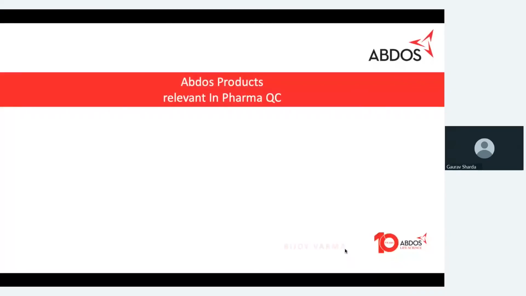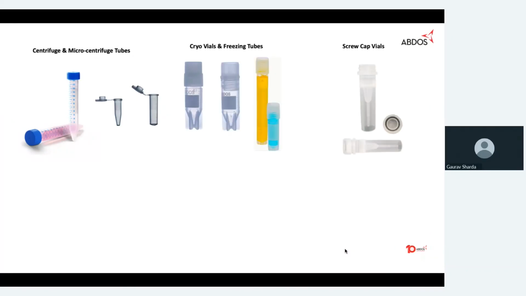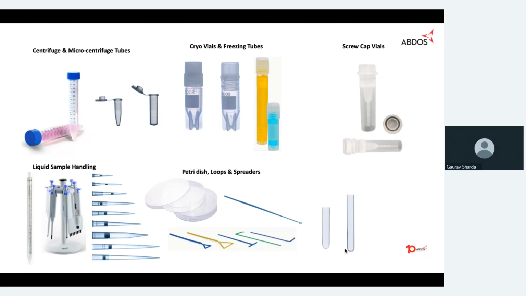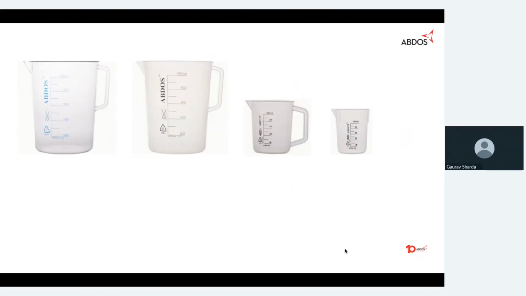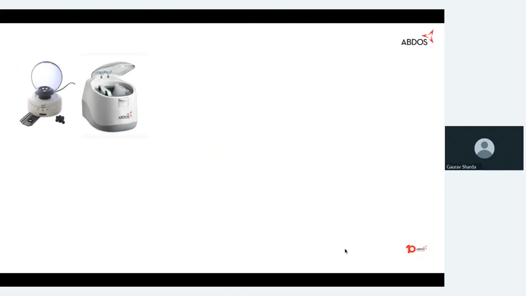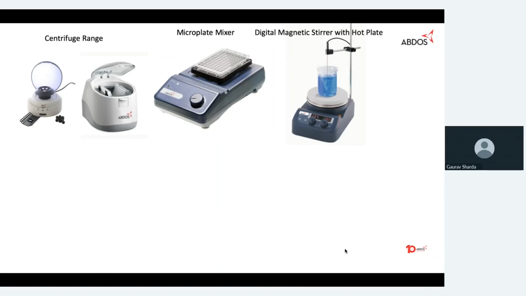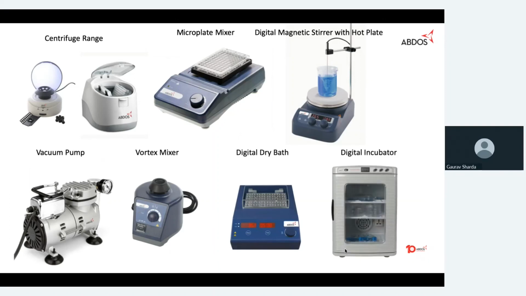So these are some of the products which are relevant in the pharma industry: centrifuge and microcentrifuge tubes, cryo vials, freezing tubes, screw cap vials, liquid handling using pipettes, pipette tips, serological pipettes, petri dishes, spreaders, tubes, test tubes, sample containers, bottles and carboys of various sizes, measuring cylinders as well as beakers, instruments like centrifuge range, microcentrifuge, plate centrifuge, microplate mixer, digital magnetic stirrer and hot plate, vacuum pump, of course vortex mixer, digital dry bath, and digital incubator. So these are some of the products we can offer from the Abdos range for pharmaceutical QC.